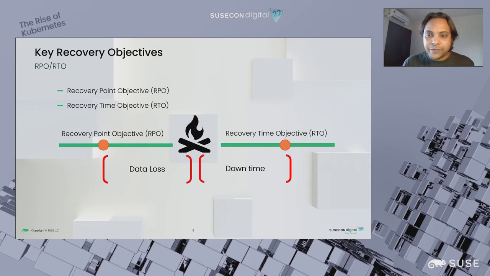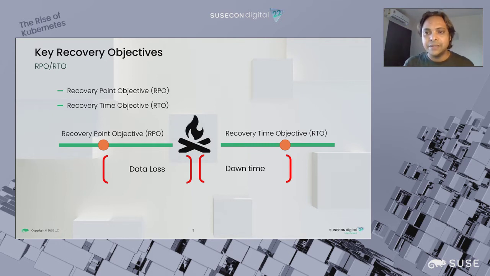Another aspect which is most important to understand is the recovery objective. Those recovery objectives are recovery point objectives and recovery time objectives. In simple terms, recovery point objective, or RPO, means how much appetite I have to lose the data. And the recovery time objective, the RTO, is how fast I can come back to the business.